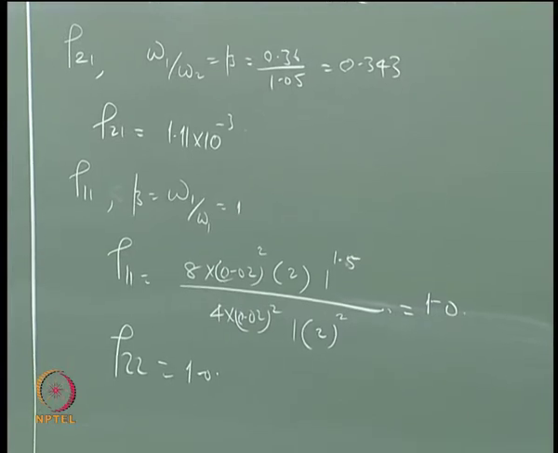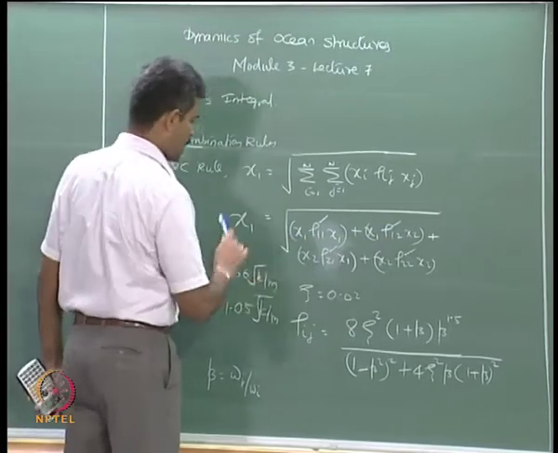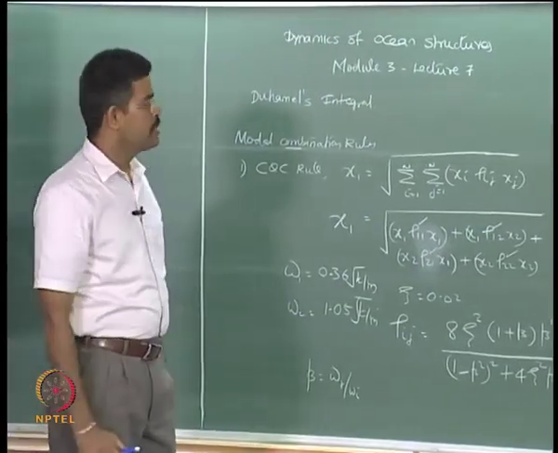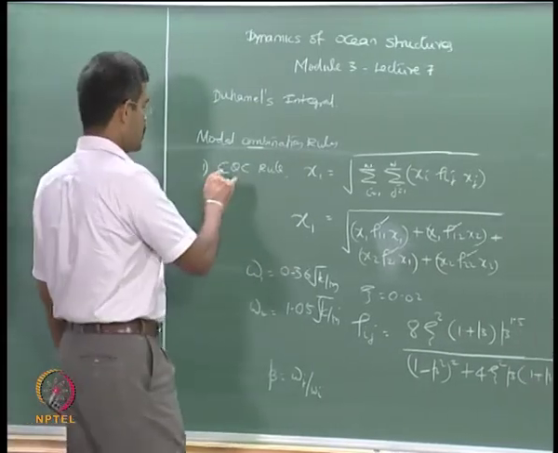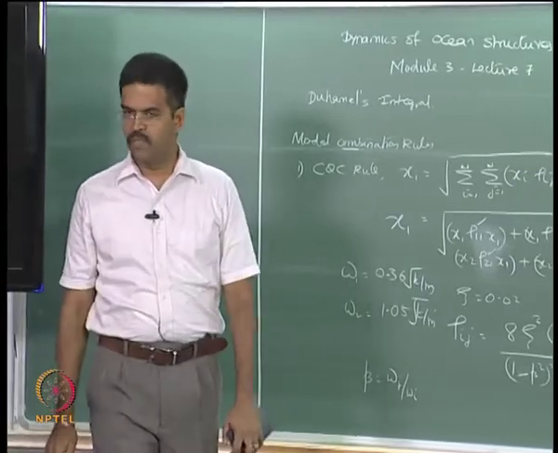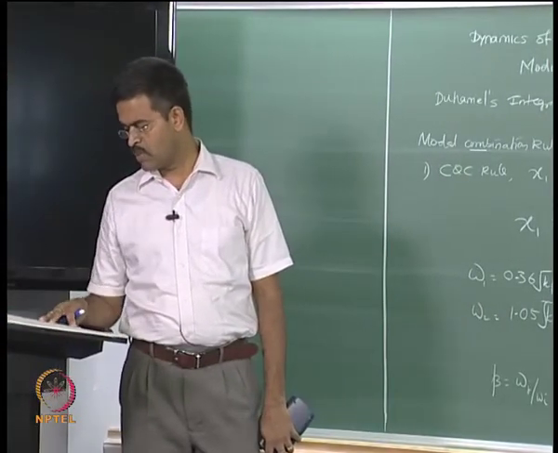So one can easily find, because I have the cross modal coefficients of all the 4 values and I have the independent responses, I can get the maximum response in any floor I want by this equation. This combination rule is what we call the complete quadratic combination rule, which is the CQC rule. This is a general rule which can be applied to find out the maximum response.